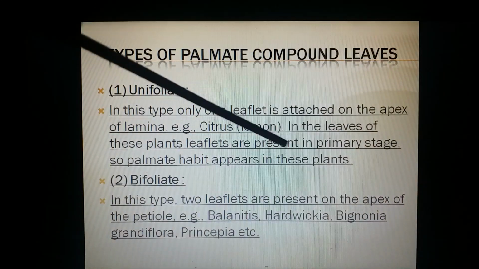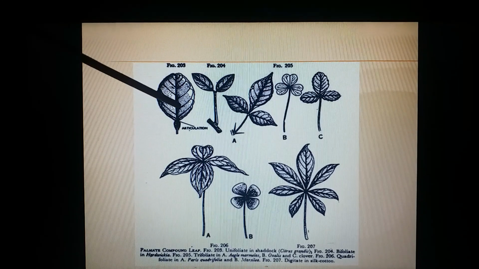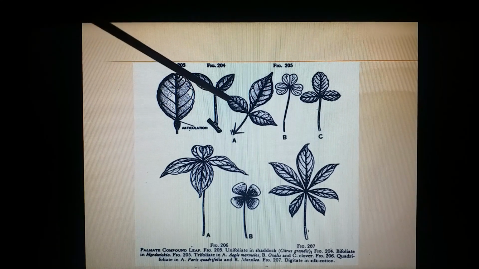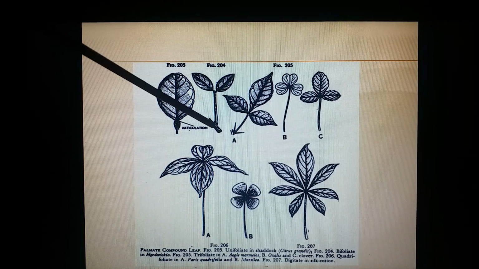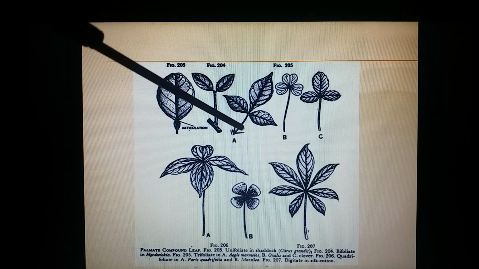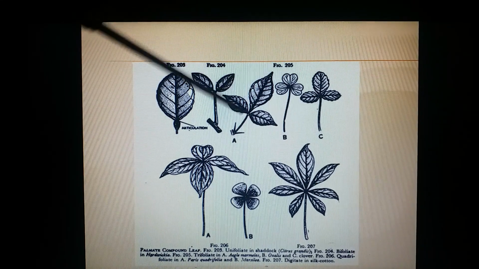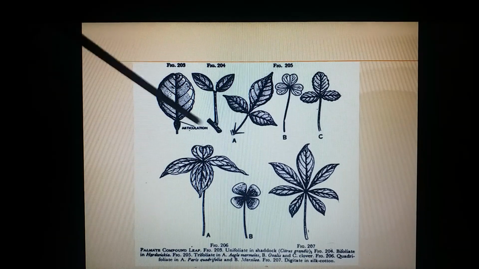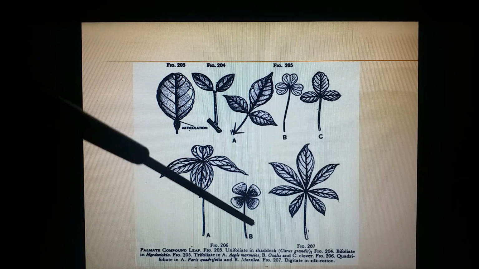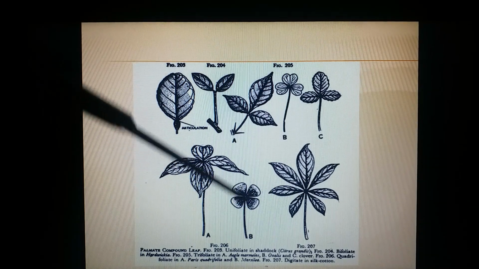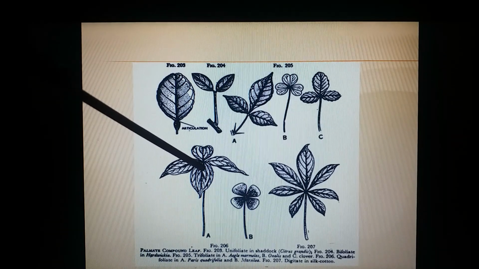And here we can see them. Only one leaflet is there at the apex, it is called unifoliate, and that is citrus. Two leaflets are there at the apex, like Hardwickia, Bauhinia and Jonesia are the examples. It's a bifoliate. Having three leaflets at the apex, it is called trifoliate. The best example is Dolichos. Having four leaflets at the apex, it is called tetrafoliate. The best example is Marsilea, but that is a pteridophyte. In the case of angiosperms, we could quote the example of Paris quadrifolia.